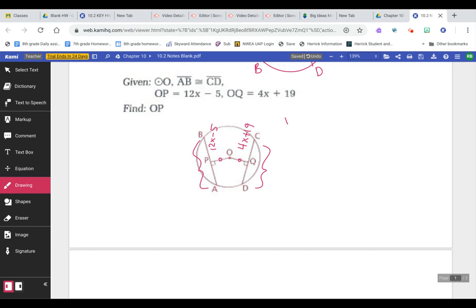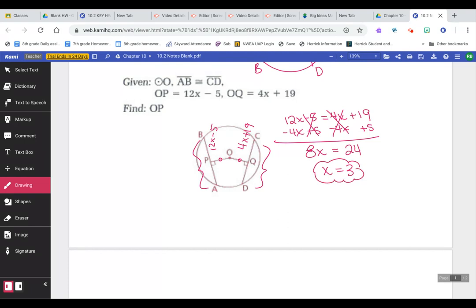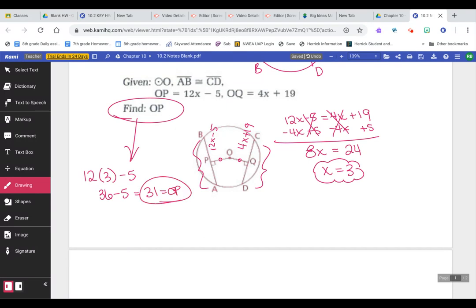Now we know that we can set up 12x minus 5 is equal to 4x plus 19. So I'm going to subtract 4x from both sides, and I'm going to add 5 to both sides. So I end up getting 8x is equal to 24, so x is equal to 3. Now we'll take that information and we're going to find OP. OP is equal to 12x, which is 12 times 3 minus 5. So we get 36 minus 5, which equals 31 for OP. Next problem.